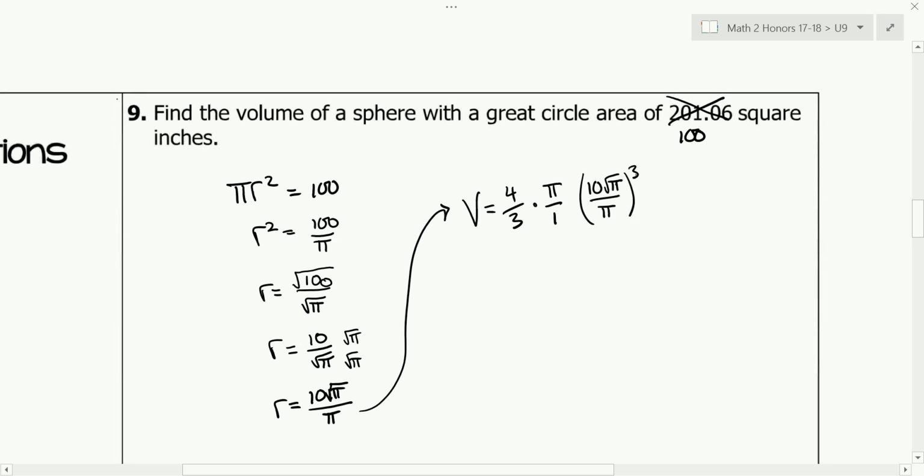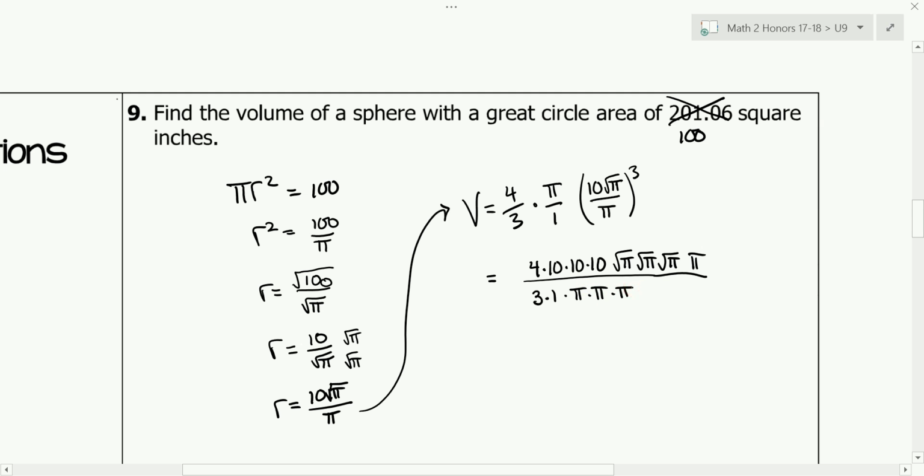Okay. And if I expand this in terms of fractions, in the top part of the fraction, we're going to have a 4. We're cubing the 10 root pi, so I'm going to have 3 tens, which is 1,000. We have 3 square root of pi's, and we have a pi, right? So that's everything that would be in the numerator. In the denominator, we have a 3 times 1 times, and we get 3 pi's multiplied together, okay?